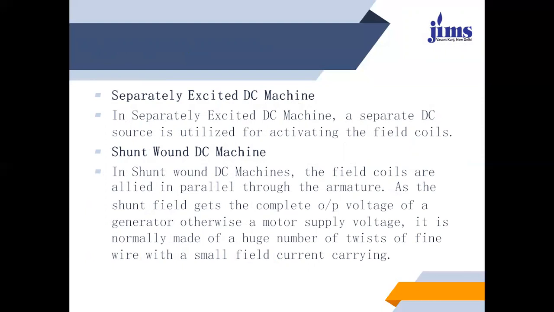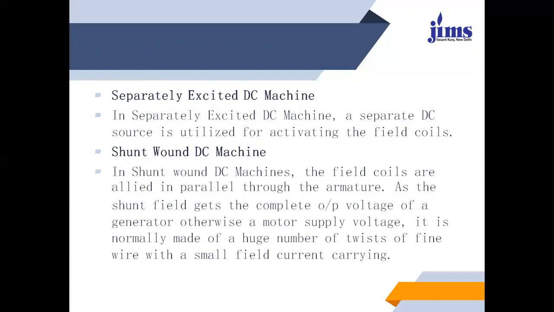In case of the shunt wound DC machine, the field coils are connected in parallel with the armature. As the shunt field gets the complete output voltage of a generator, or otherwise a motor supply voltage. It is normally made of a huge number of turns of fine wire carrying a small field current, because it is connected in parallel with the armature. So the field winding will get the complete voltage which is given to the DC machine in parallel with the field winding.